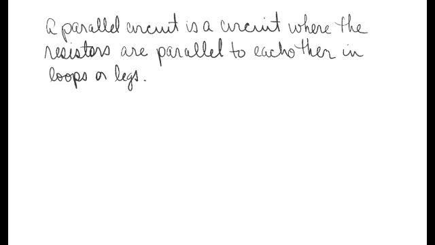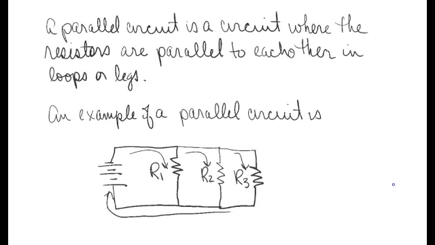Now we're going to take a look at a parallel circuit. A parallel circuit is a circuit where the resistors are parallel to each other in what are called loops or legs, or sometimes branches. A simple parallel circuit diagram would look something like this.